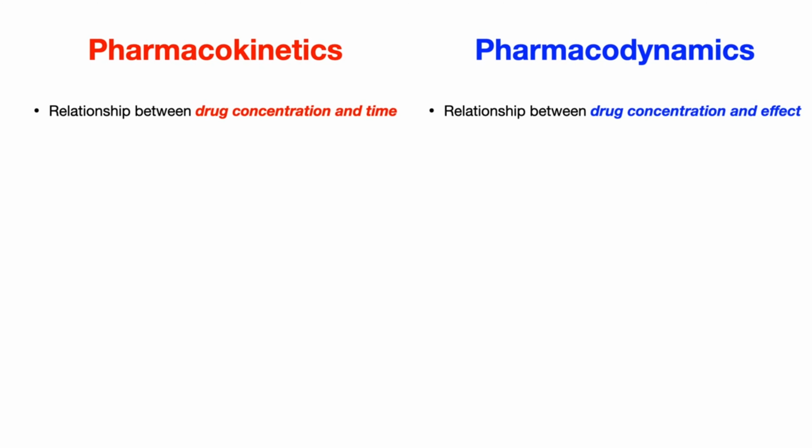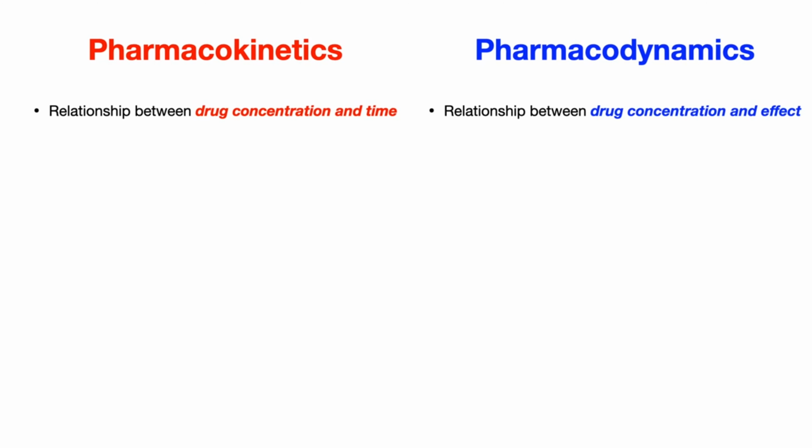So the bottom line here is that pharmacokinetics is drug concentration changing over time. Pharmacodynamics is drug concentration and effect interacting with one another, as there are different variables and situations that the body can experience. So how do you understand the difference here?